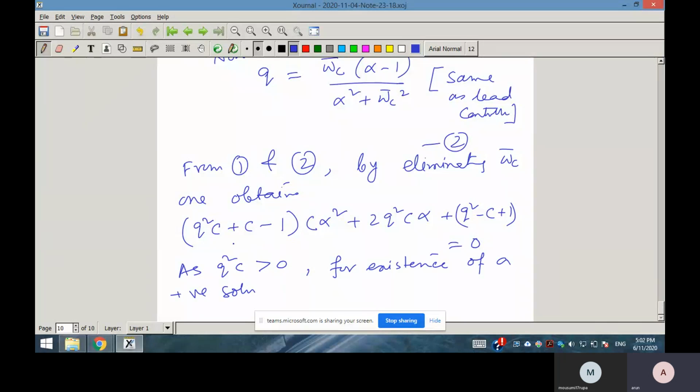You can compare this equation with, as I said earlier, ax square plus bx plus c equal to 0. If you want at least one positive root of x, then a into c should be less than 0. But what about c here? So for existence of a positive solution, q square c plus c minus 1 into q square minus c plus 1 should be less than 0.